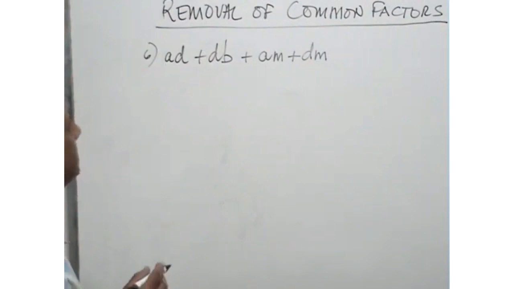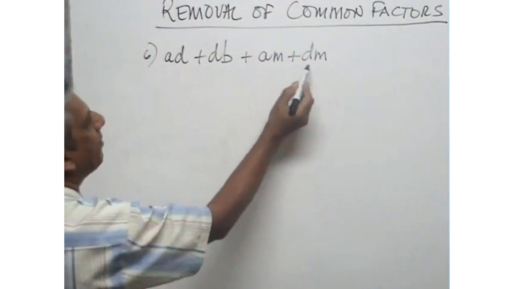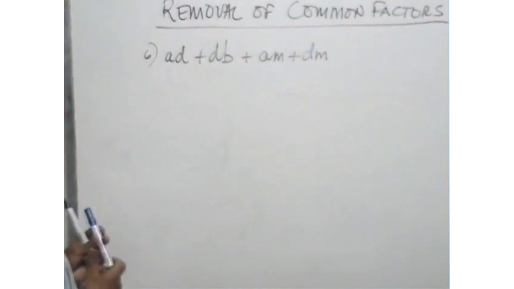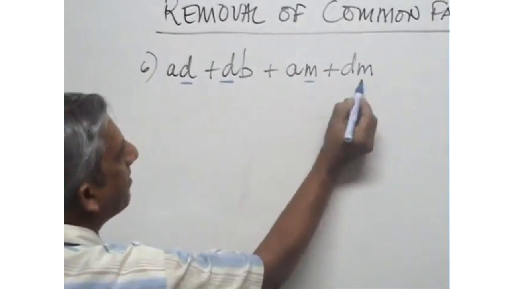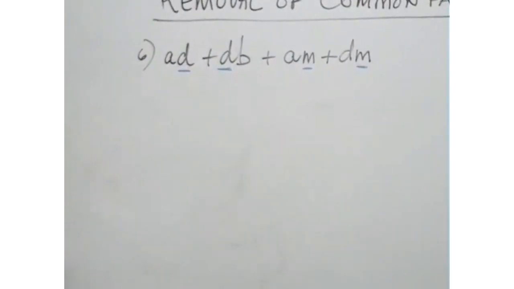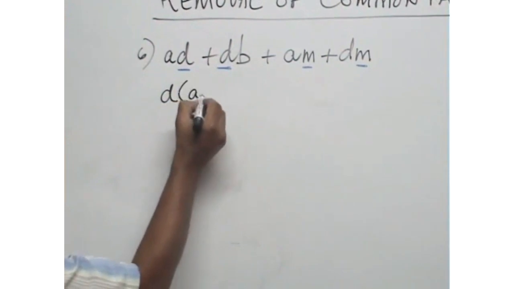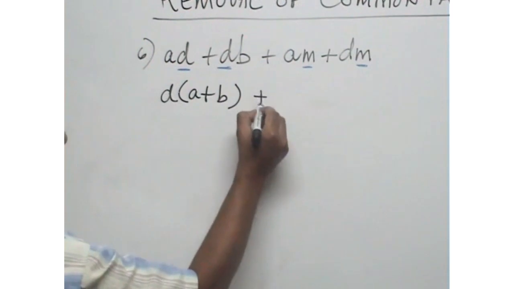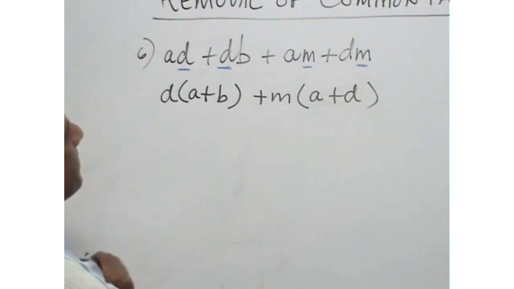Alright, I'm just going to do one more example and then we will give you an exercise. Here we are at number 6. Now when you study number 6, you've got AD plus DB plus AM plus DM, then you can see clearly that there is a common factor D in the first two, and a common factor M in the second two. So what you will do is remove the common factor in the first two only. So here you'll get D into A plus B, and in the second two, you'll have M into A plus D.